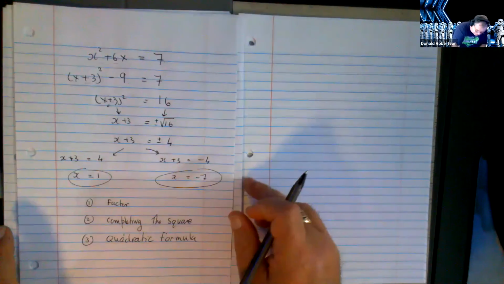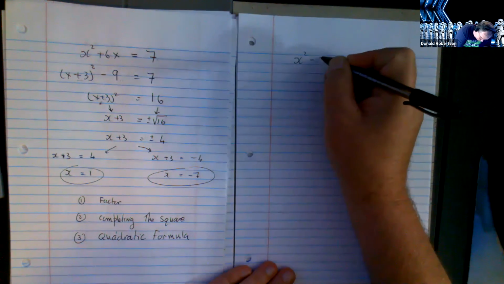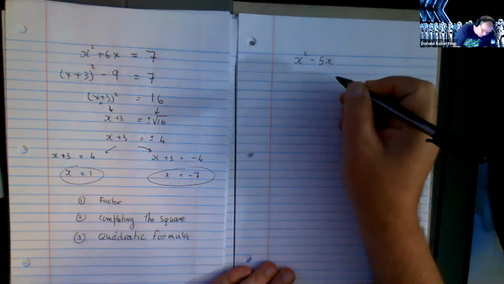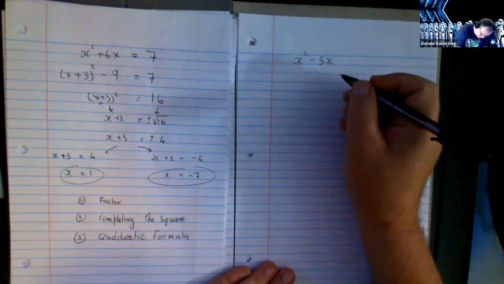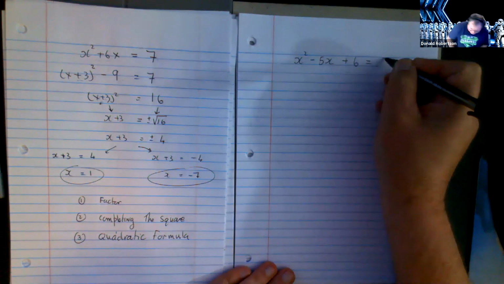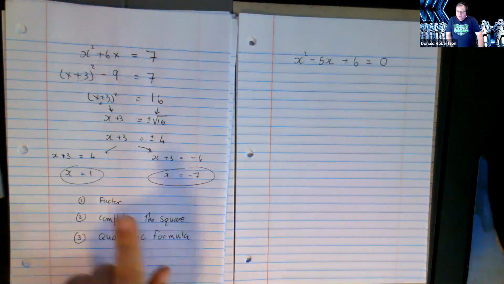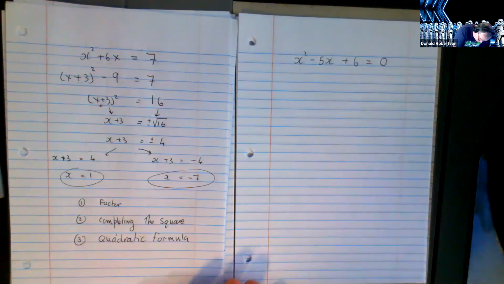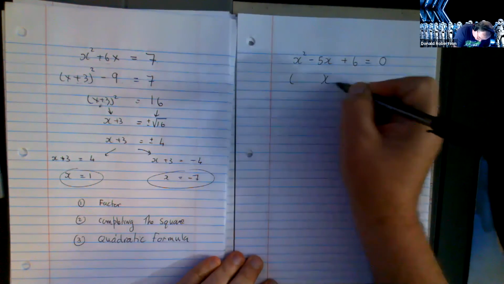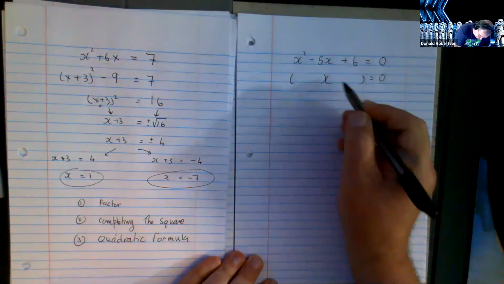Suppose I wanted to do one of the other techniques. For instance, suppose I wanted to solve that quadratic, and I was going to do it by the factor method. What you would do is make sure that the whole thing is equal to 0, which it is here, and then you could factor it.